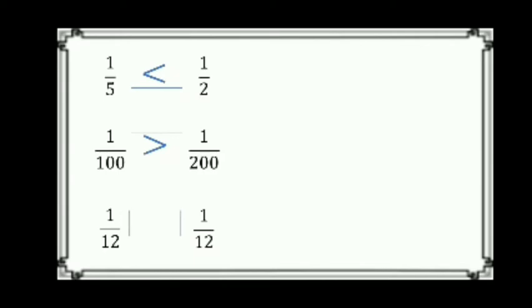Now here, 1 upon 12 and 1 upon 12. When we compare these two fractions, both the numerator and the denominator are the same. So it is neither a bigger fraction nor a smaller fraction. Both are equal, so we put the equal to sign. Next fraction, 1 upon 25 and 1 upon 30. So the bigger fraction is correct, 1 upon 25.